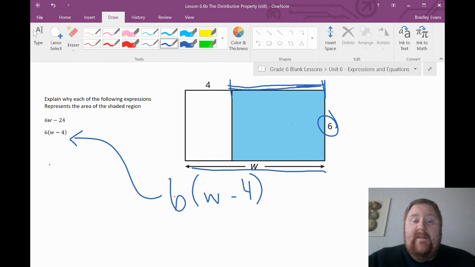We need to find the length. It depends on how you find the length of that rectangle and what steps you use.